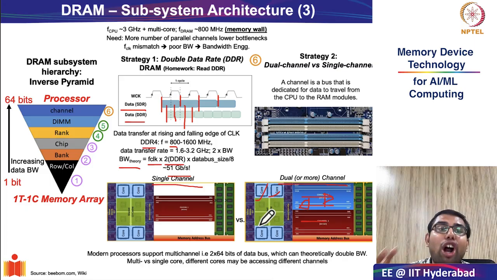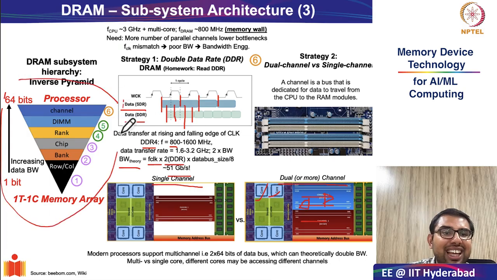We have covered a lot in today's class, but I hope you understand the value of having such a complex DRAM subsystem hierarchy, which helps you reduce the big bandwidth mismatch between the CPU subsystem and your DRAM subsystem. In the next class, we will do a quick recap of this DRAM subsystem architecture and start looking at the 1T, 1C cell.